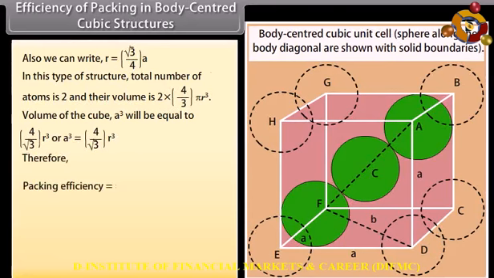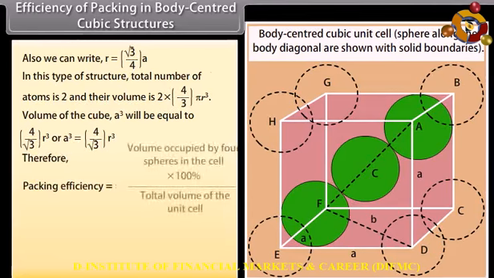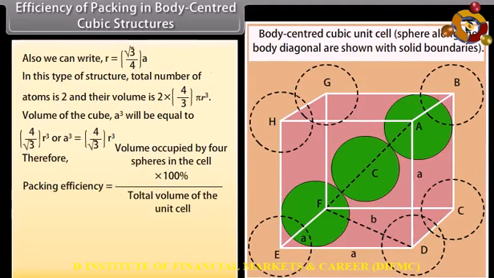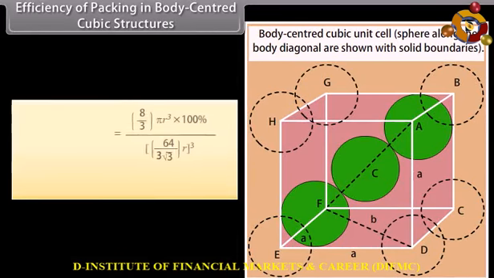Therefore, packing efficiency is equal to volume occupied by two spheres in the cell into 100 upon total volume of the unit cell, which is equal to 2 into 4/3 pi r cube into 100 upon (4 upon square root 3 r) cube, which is equal to 8/3 pi r cube into 100 upon 64 upon 3 into square root 3 r cube, which is equal to 68%.